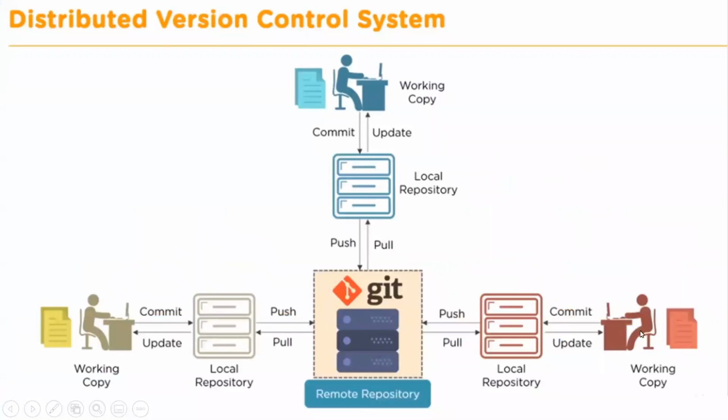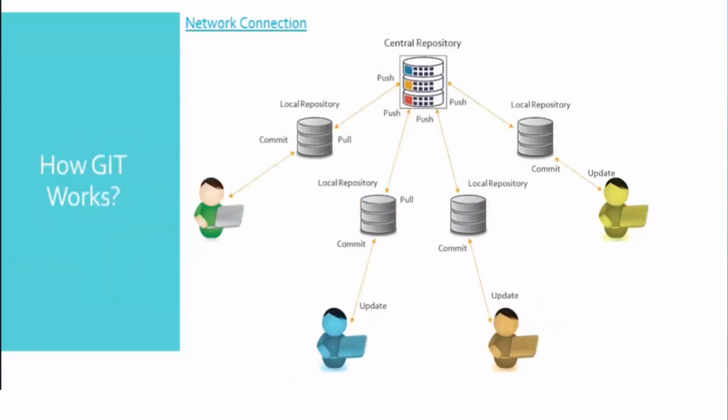Every developer will have his own working copy, from where he can make changes. First he will update the changes, then he will commit the changes. Whenever he commits the changes, it will only go to the local repository. If he wants to push the changes, then he will push them, and only then will it go to GitHub. And unless and until the code changes go to GitHub, other users will not be able to see them. So please remember this, very, very important.